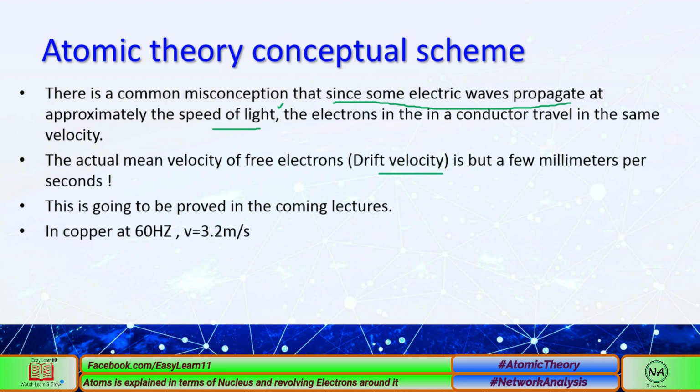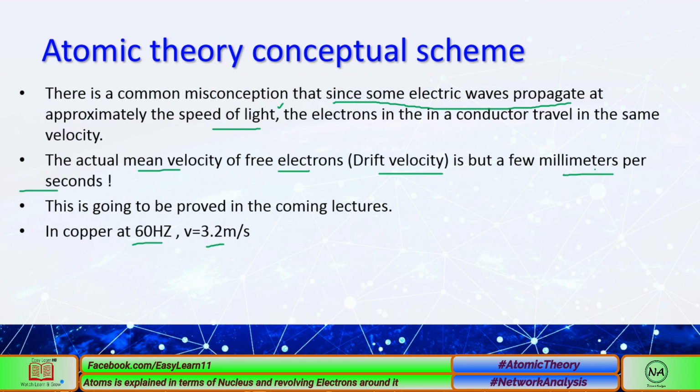Remember that. We will explain it when we need it, but right now you can simply say this is the speed of the electrons in the conductor. The actual mean velocity of free electrons is only a very few millimeters per second in a conductor. This is going to be proven in the coming lectures, and I am going to explain with the help of numericals, but not right now, very soon. In copper at 60 Hertz, velocity is equal to 3.2 meters per second.